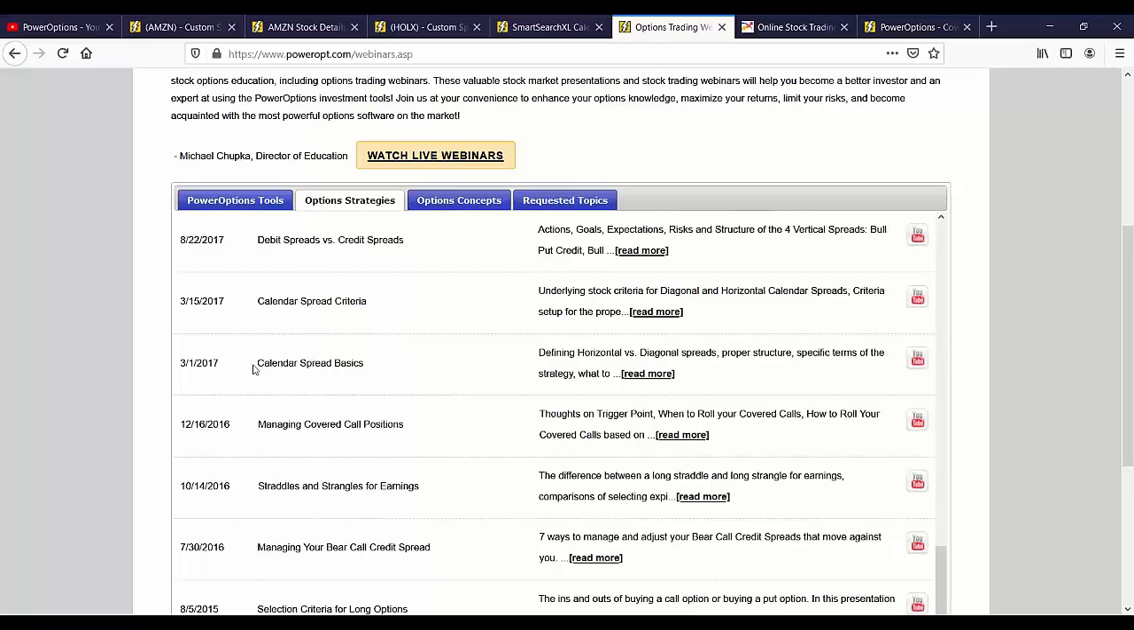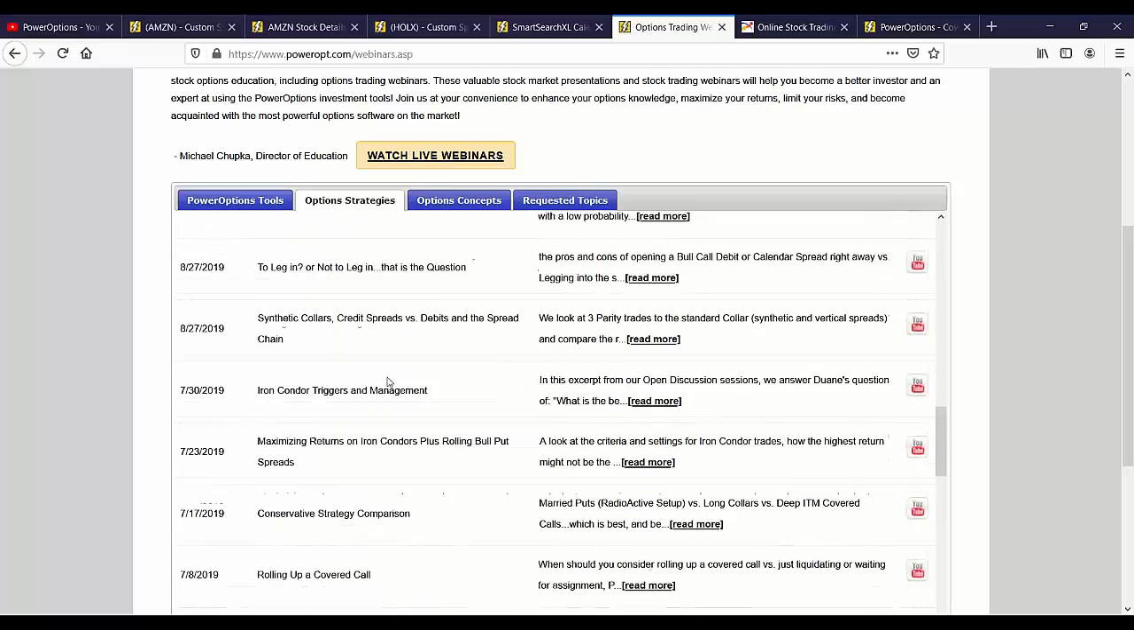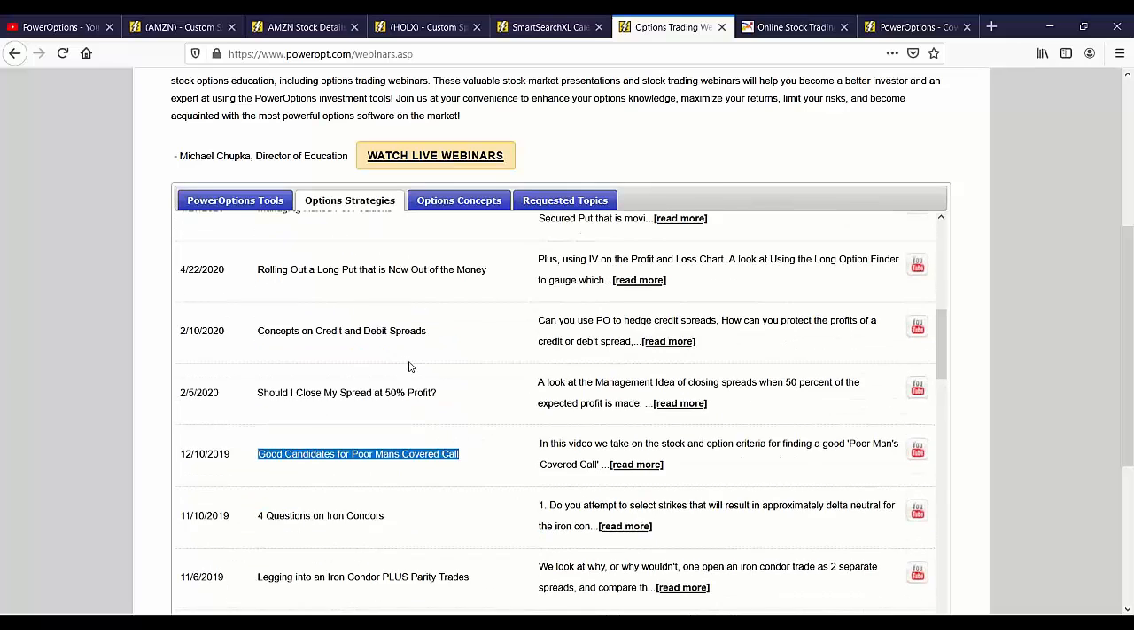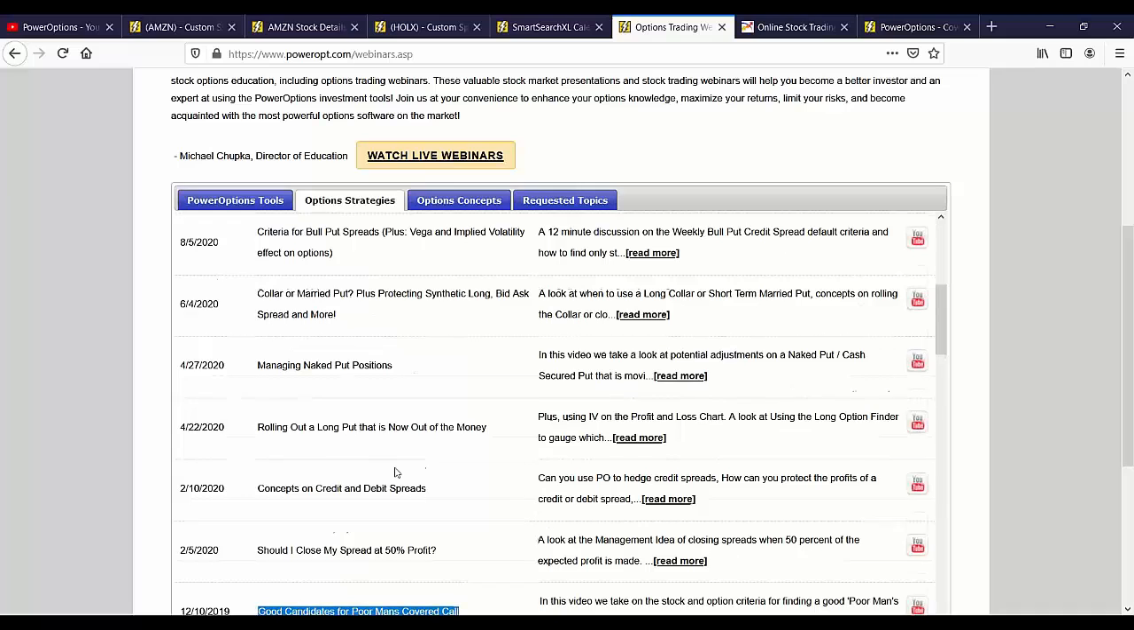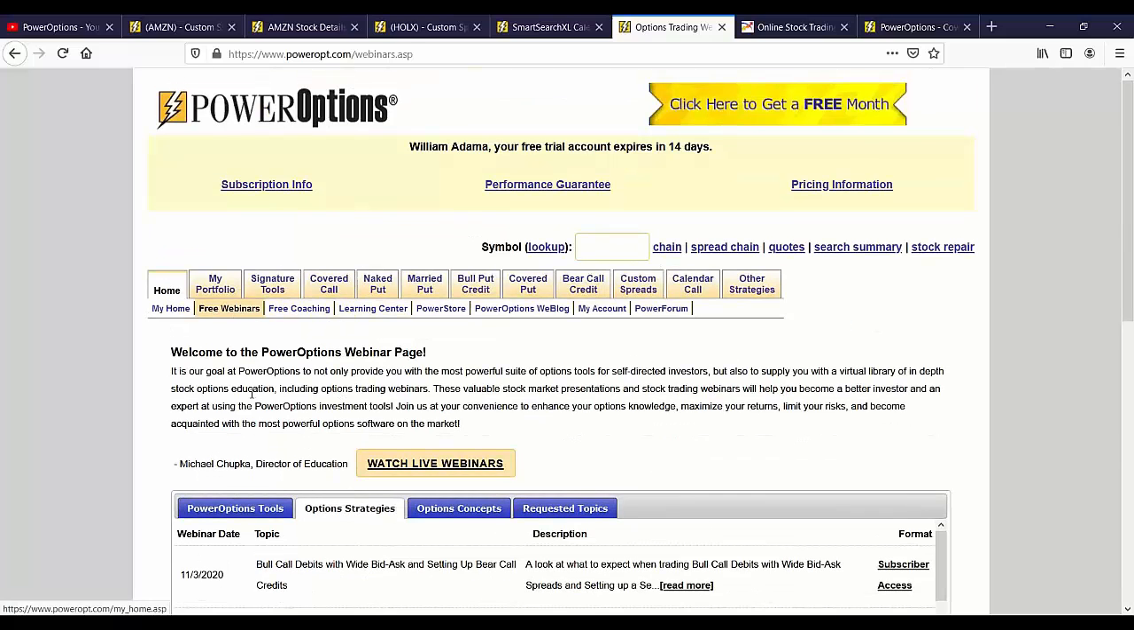If you are just getting introduced to this and you like what you've seen, this is appealing to you about the diagonals, check out calendar spread basics, and then go up here to that other one that's more recent. I thought it was a really good discussion we had a couple weeks ago, if I'm not mistaken, a year ago. Good candidates for the poor man's covered call. They all run together from time to time. Sorry about that. So that's a really good one to take a look at too for the type of criteria that we're talking about. That's in the option strategies section as well.